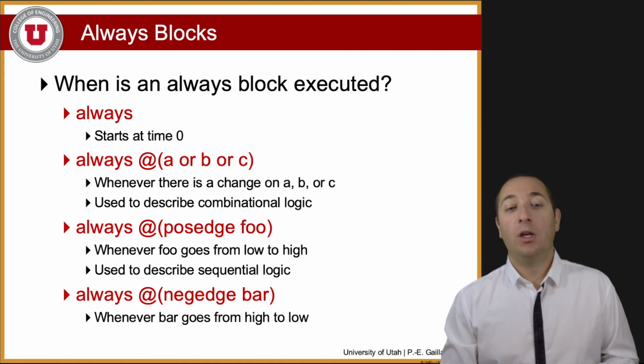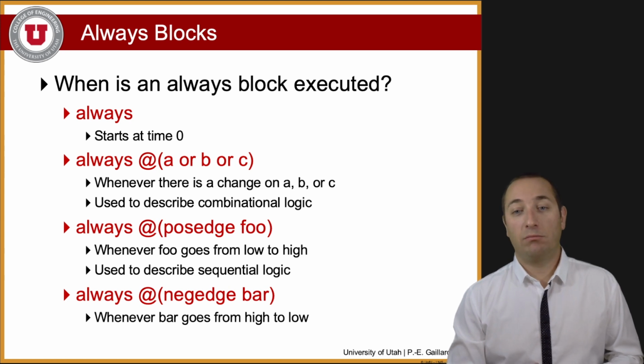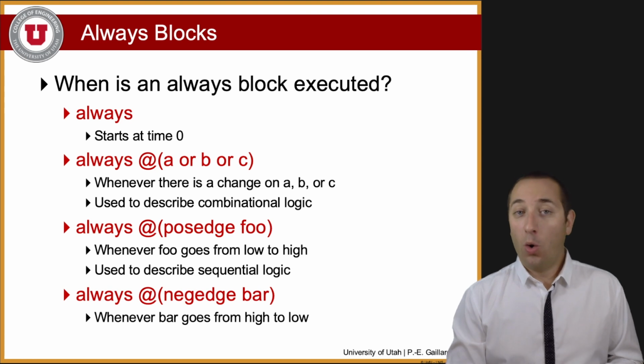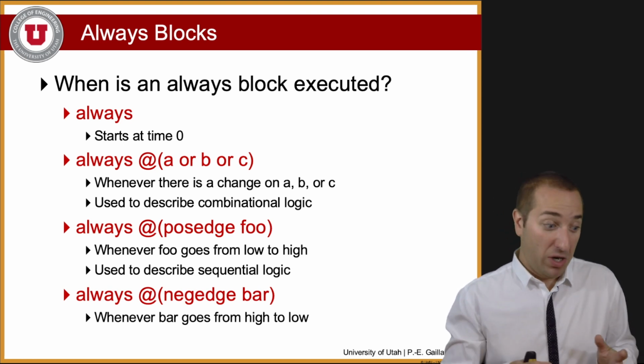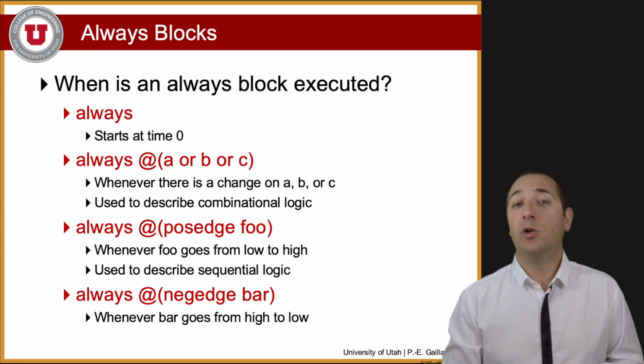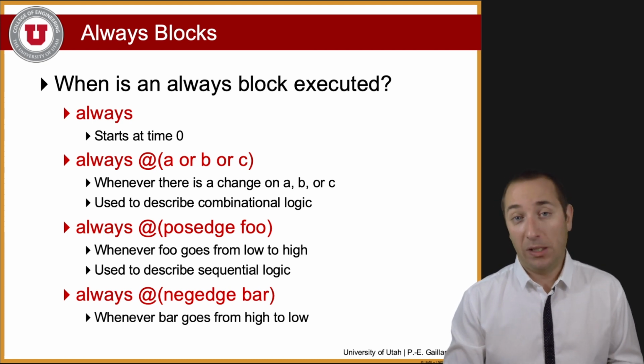For example, I will have a simple gate, an AND gate. You can describe it by saying always at A or B, meaning that when A or B are changing, please compute Y is equal to A and B.